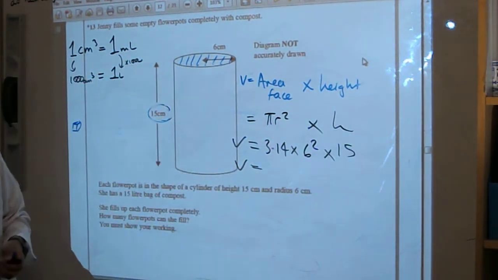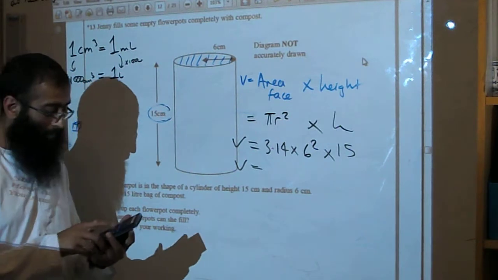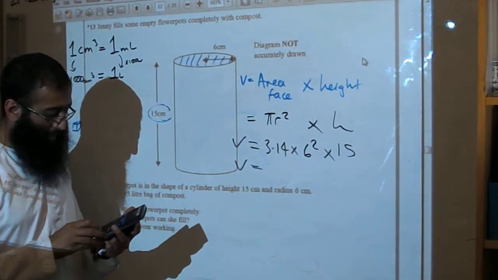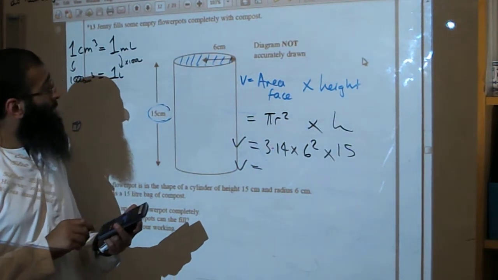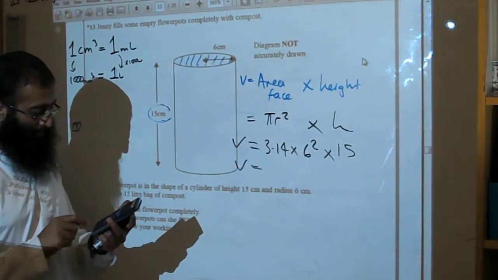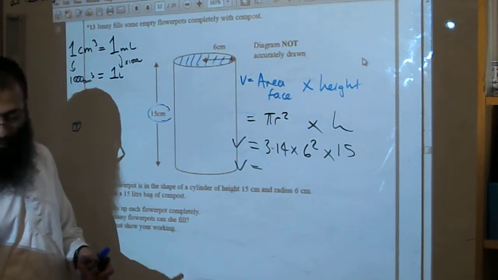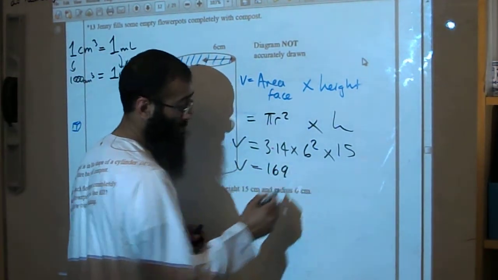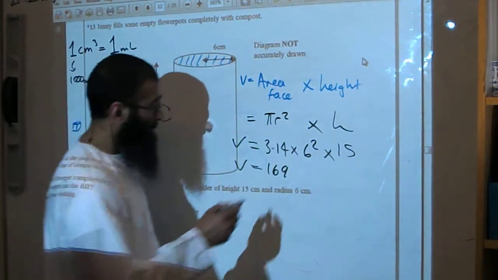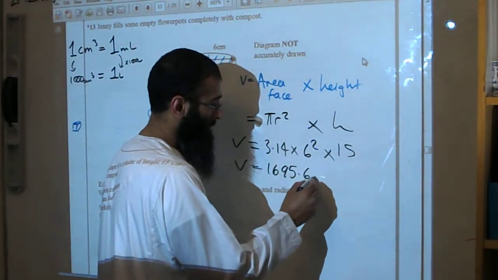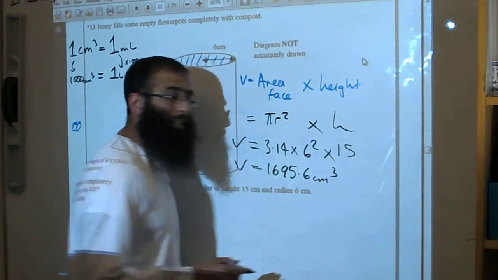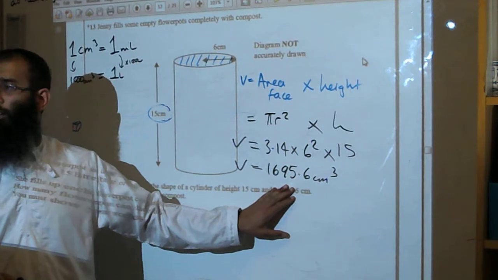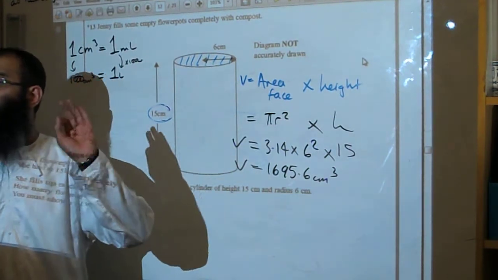Okay, so we need to do that calculation. I'm going to do it as well now. So 3.14 times 6 squared times 15. What do we get? So what is our volume in? Okay, our volume is 1695.6 centimeters cubed.